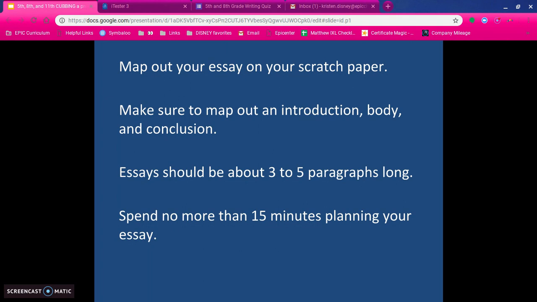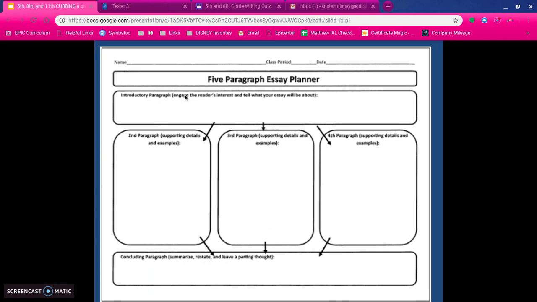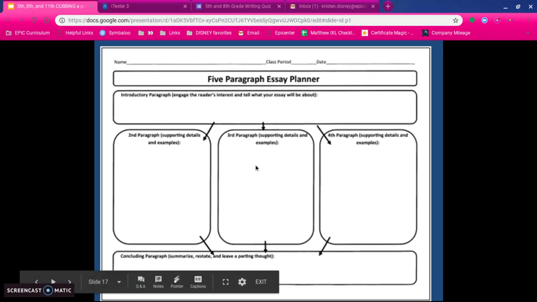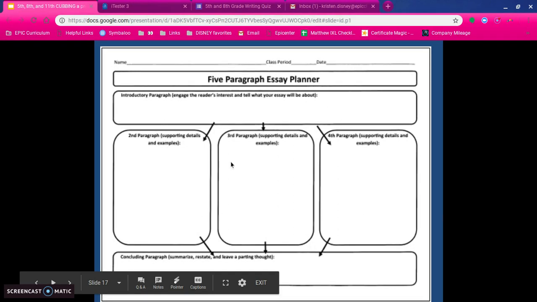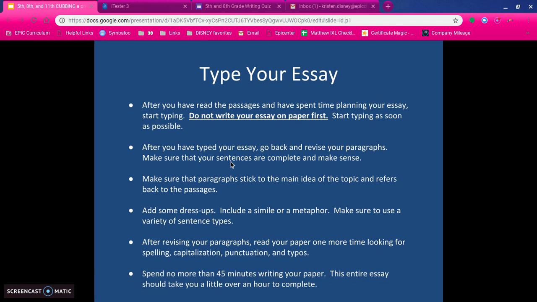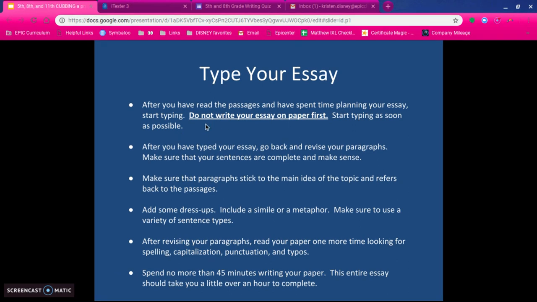Okay, spend no more than 15 minutes planning your essay, and it might look a little like this. You might have a little rectangle for your introduction and then a couple of squares for your body paragraphs, making sure that each body paragraph stays on its own topic. And after you've read the passages and you've spent time planning your essay, you're going to start typing your paper. Do not write your essay on paper first. This is a waste of time. And like I said, this writing test is not the most important thing in the world. So just start typing as soon as possible.